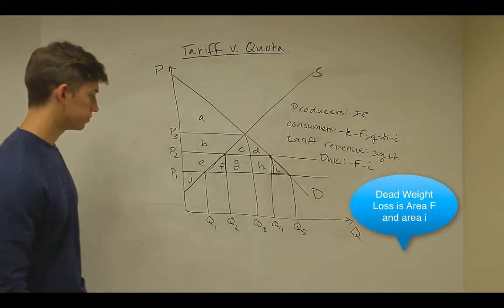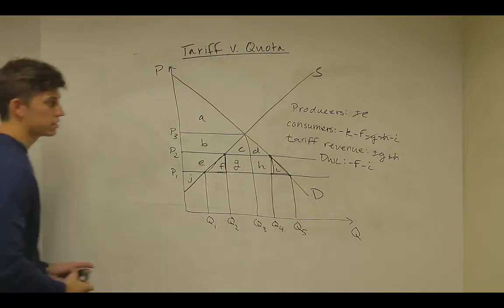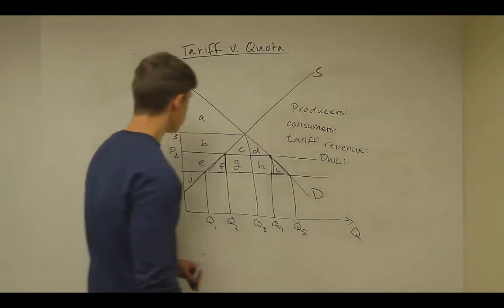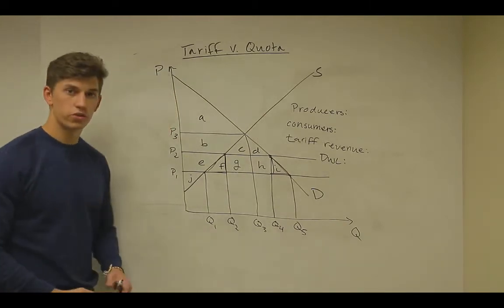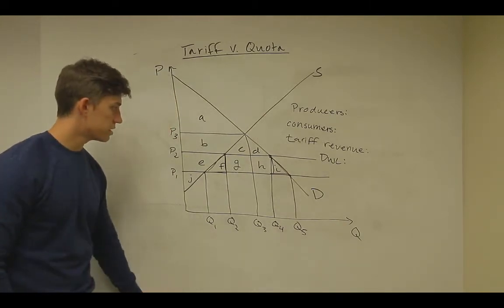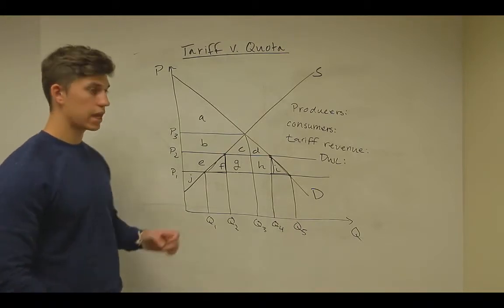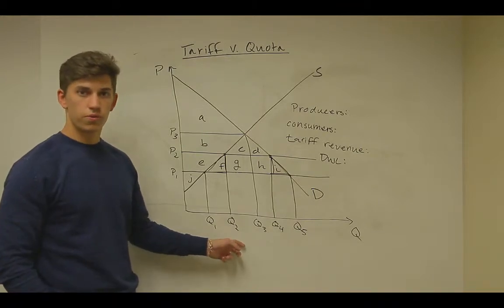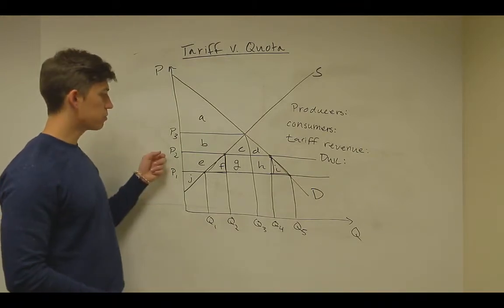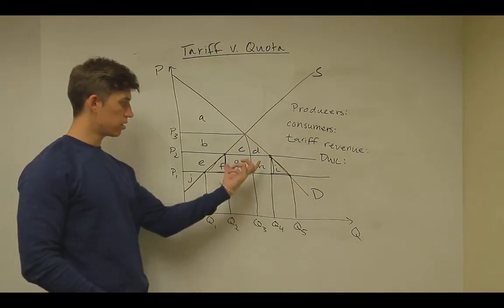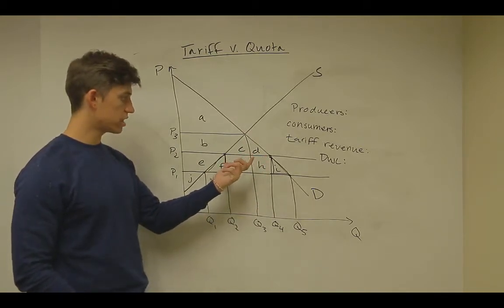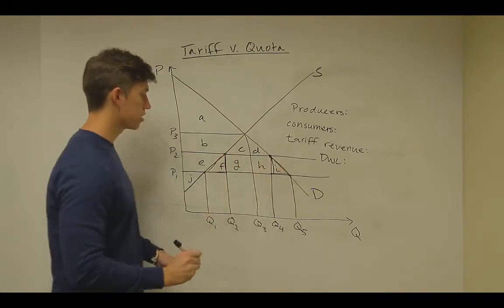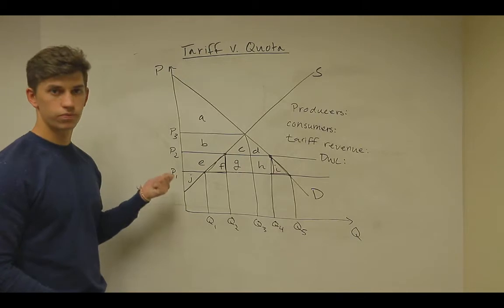Okay, so now we're going to do the same thing here for a quota. So again, let's say that we are initially engaged in free trade at P1, but now instead of the government imposing a tariff, they impose a quota of Q4 minus Q2. So that doesn't mean that they force the price to be P2, but because they're limiting the amount of imports to be that much, they're forcing quantity demanded to be here and quantity supplied to be here, and the price that matches that is P2.